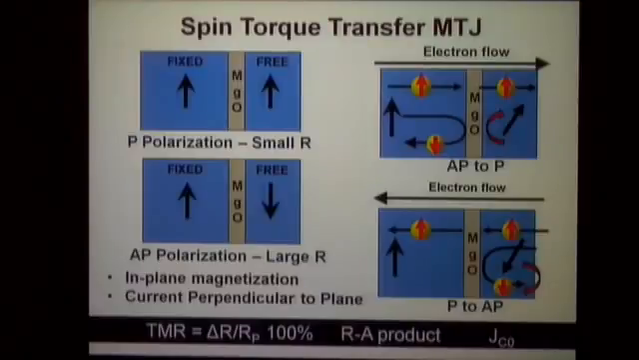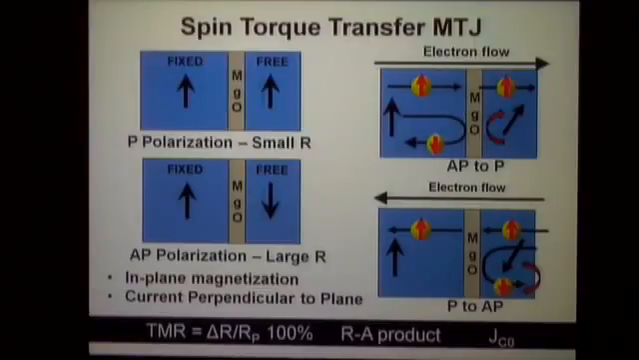So without going into the details of it, there are 2 potential states of this structure. One is the parallel state where the 2 magnetization vectors are pointing in the same direction. It gives you small resistance. The other is the anti-parallel state where the 2 layers are pointing in opposite directions, giving you a large resistive state. These are all in-plane magnets, and the current is flowing perpendicular to the magnet, so it's flowing in this direction.